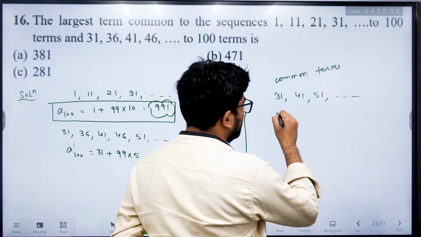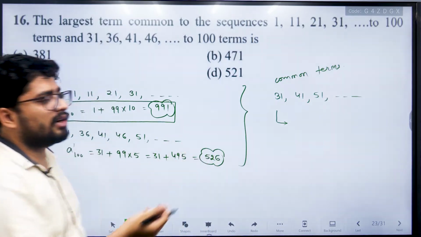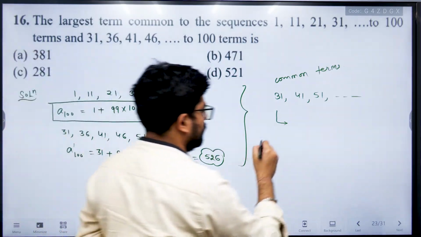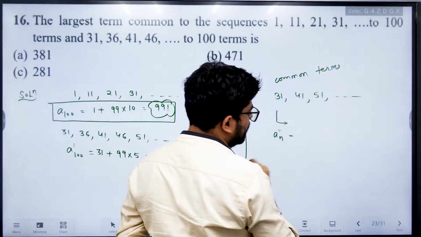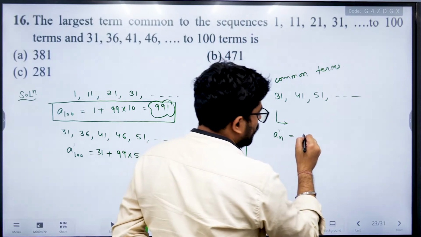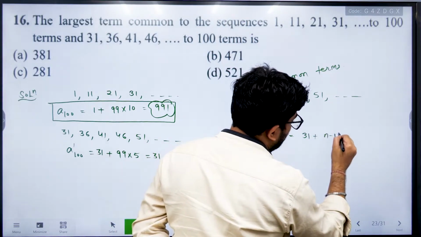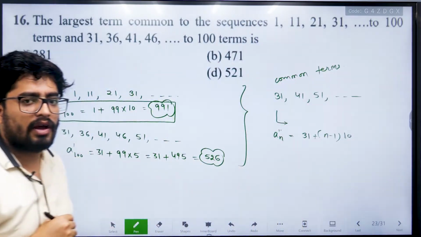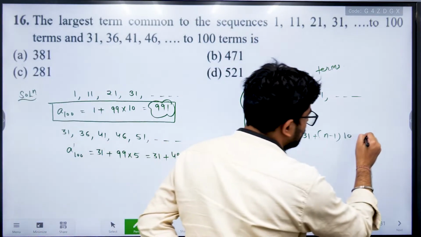So let's say the nth term is what? These are the common terms, and let's say the largest common term is the nth term. So let's say the nth term of this AP is a double dash. So this is a plus (n minus 1) into d, and that term is less than or equal to 526.